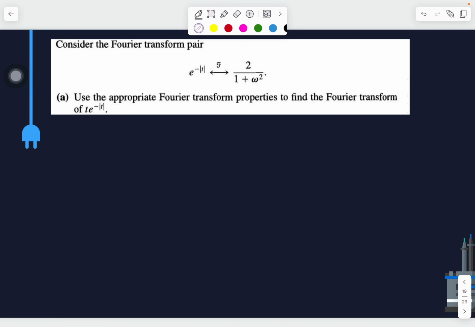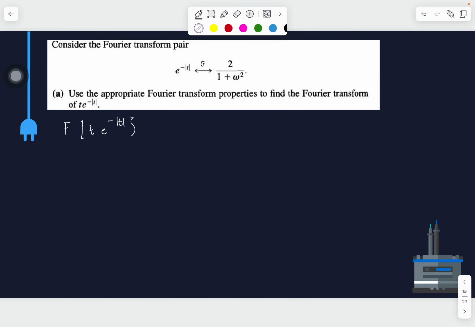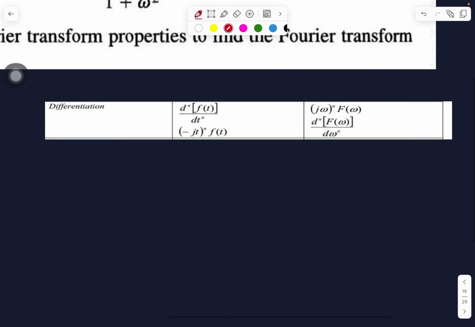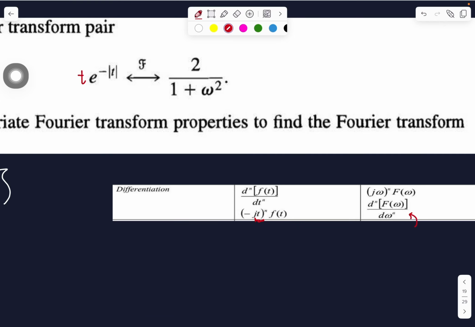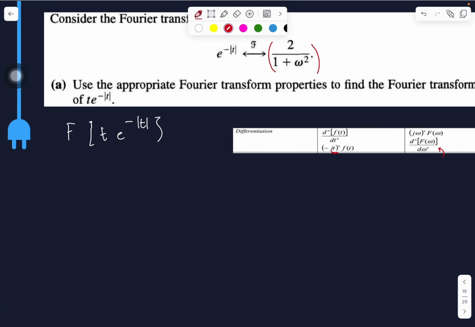So we are asked to find the Fourier transform of t times the exponential. So if we look at the differentiation property, in this part we can see that the nth derivative of the transform introduces t in the time domain, and this is exactly what we want. يعني هنا we have a missing t, so if we differentiate this one time we can get the t that we need. So let's differentiate the Fourier transform.